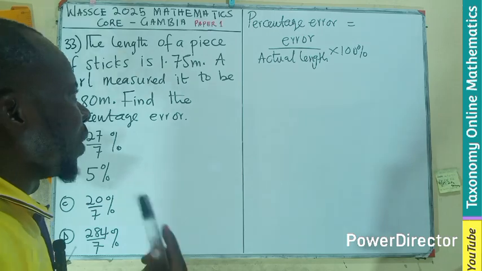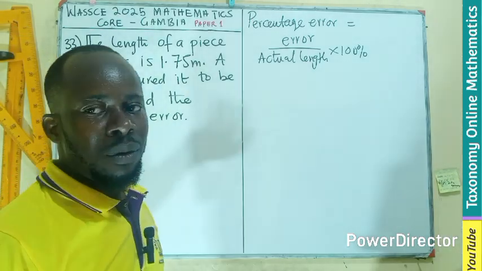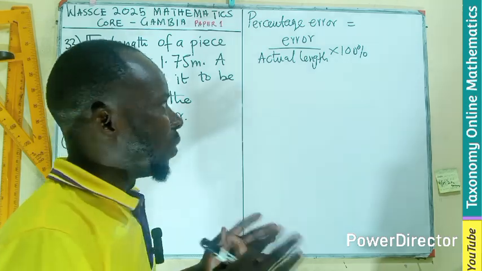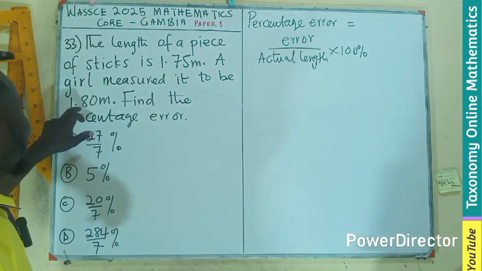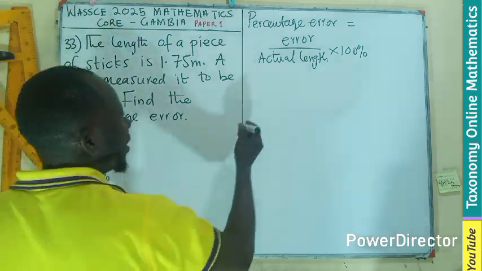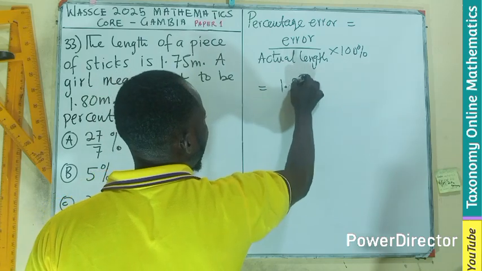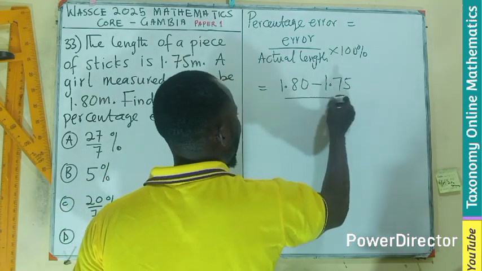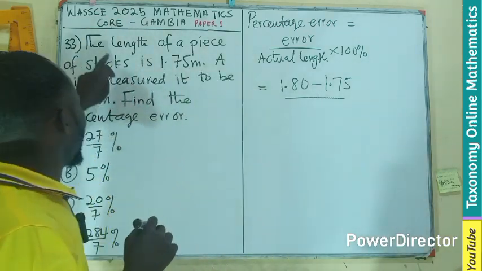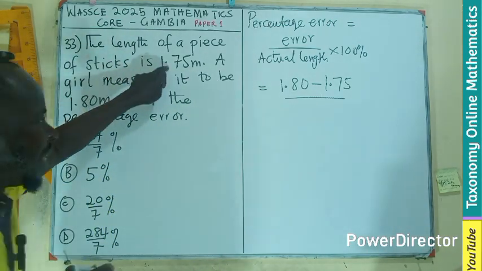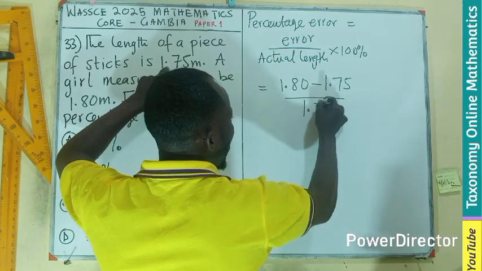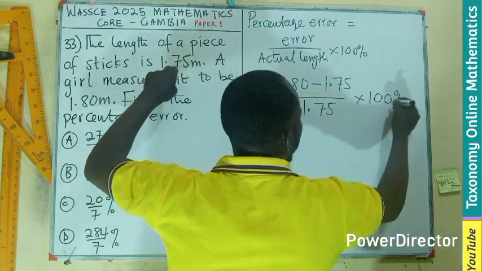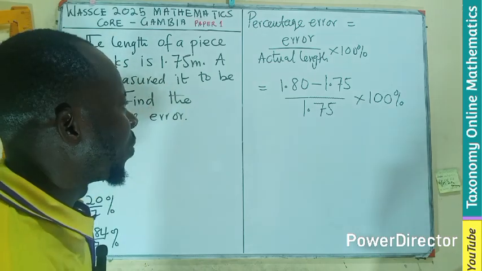So what is the error? It could be absolute error, meaning we don't care which number we subtract, but we can also make it just the error, meaning this is what the person measured, 1.80 instead of 1.75, divided by what? The actual measurement, the length of the piece of stick, this is what you have, 1.75, then expressed as what? A percentage.